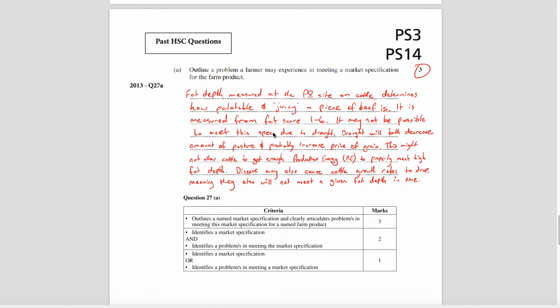So it may not be possible to meet this spec due to drought. Drought will both decrease amount of pasture and probably increase price of grain. This might not allow cattle to get enough production energy, which you'll learn about next year, to properly meet high fat depth. Disease may also cause cattle growth rates to drop, meaning they'll also not meet a given fat depth in time.